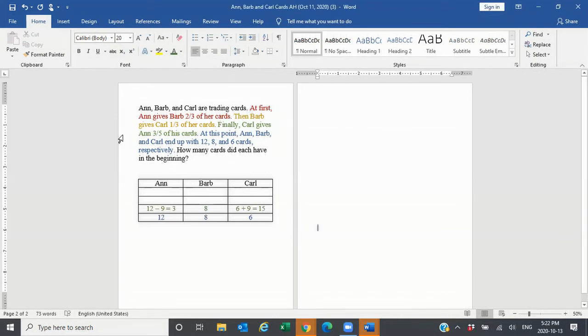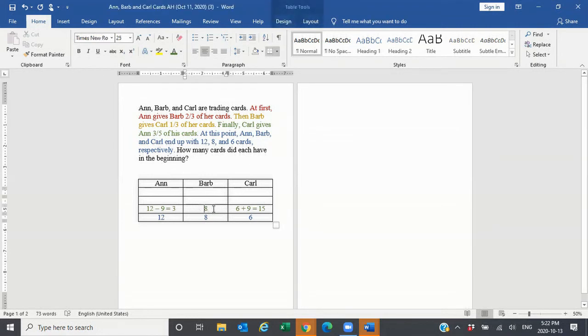Now we're on to the yellow sentence. It says Barb gives Carl 1/3 of her cards. Well, if she gave Carl 1/3, then the 8 she has must be 2/3. So we're going to make another fraction diagram to see all of her thirds.